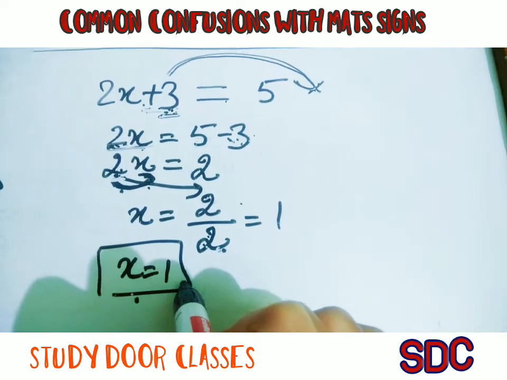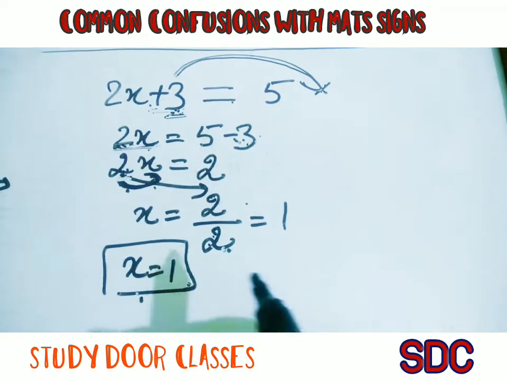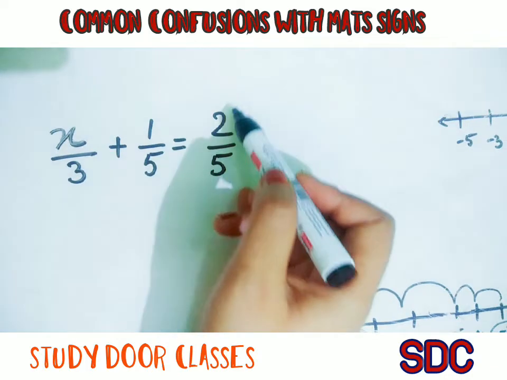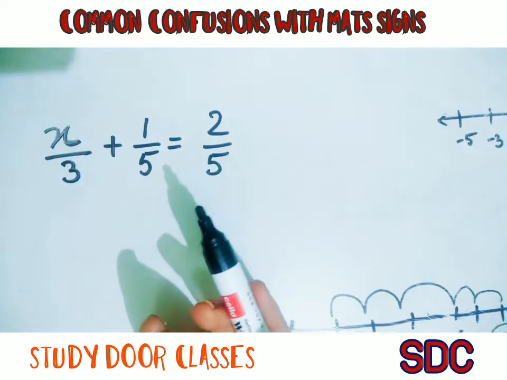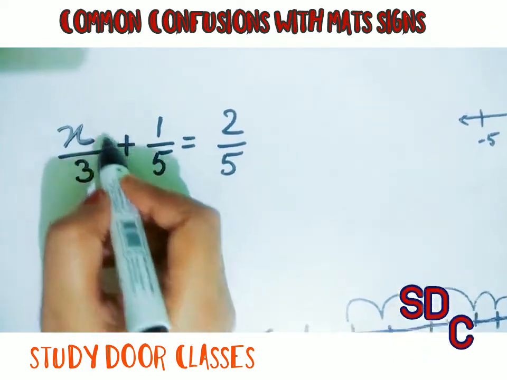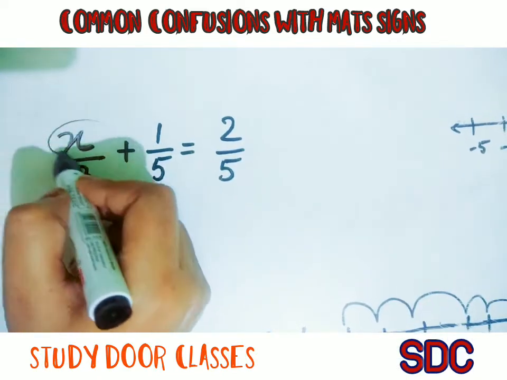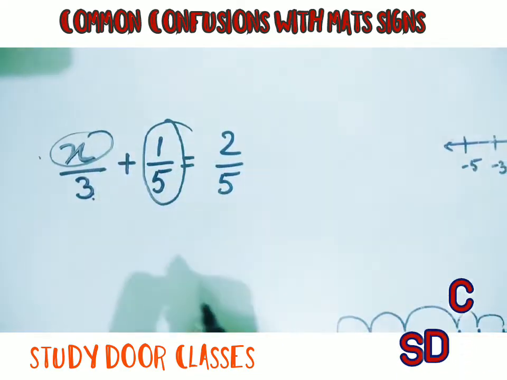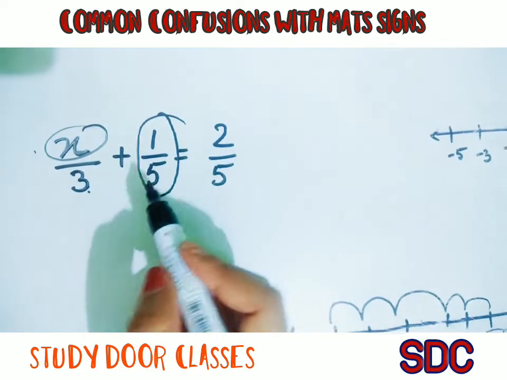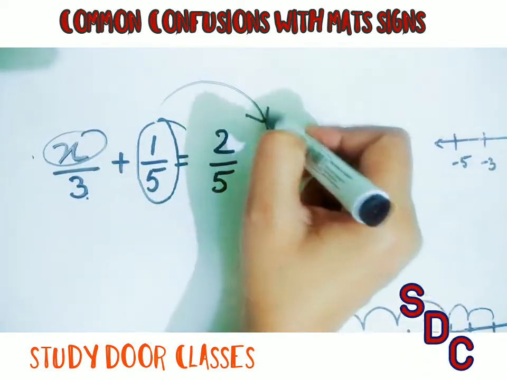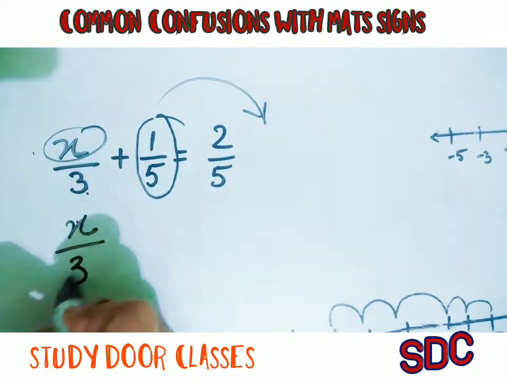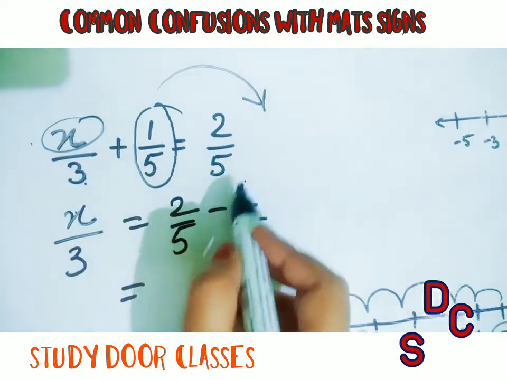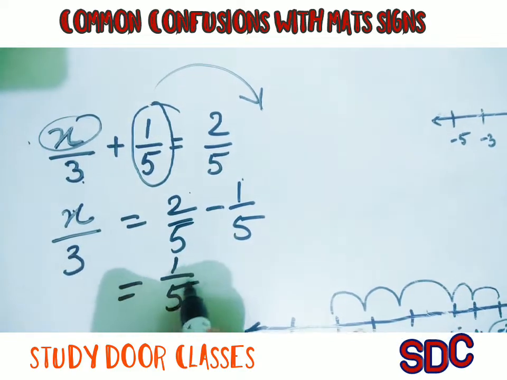Now let's take another example in equations. Let's take this example: x by 3 plus 1 by 5 is equal to 2 by 5. Here, how can we change the signs? Here x is the variable and 1 by 3 is the number. The 1 by 5 is alone here, and 2 by 5. First of all we will take 1 by 5 to the other side. Then we get x by 3 is equal to 2 by 5 minus 1 by 5. We will get 2 minus 1, which is 1 by 5.